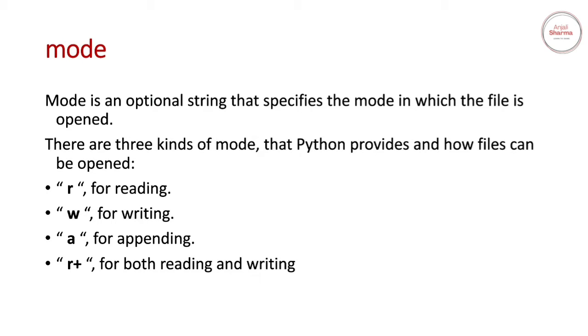If a file does not exist, append mode is going to create a new file for writing the data. The same is the case with w. If a file does not exist, then w is used to create a new file. But the same functionality is not available with read mode. If we open a file which does not exist on our disk in read mode, then this is going to create an error. The last one is r plus. It stands for both reading and writing.